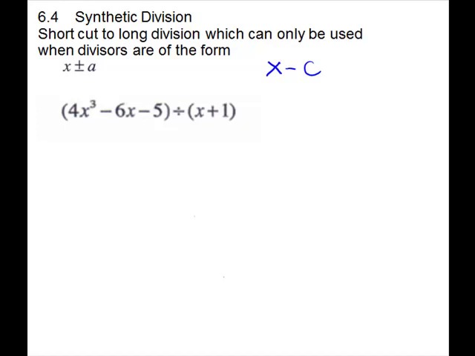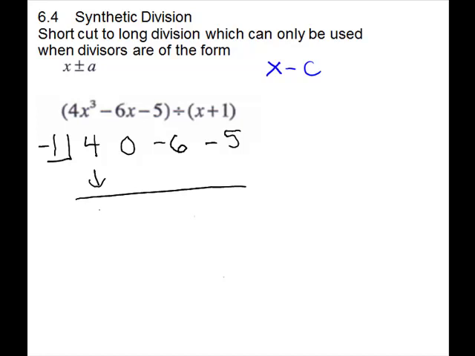So we can set up with our long division. We have x plus 1, so remember we use the opposite sign here. So we need to use minus 1. We'll take our coefficients. This polynomial is missing a term. It doesn't have an x squared term, so we have to put a 0 for that coefficient. So we have 4 for x cubed. We don't have an x squared, so we'll put a 0 for that coefficient. We do have an x term, and we have a constant. And then it will work like normal.